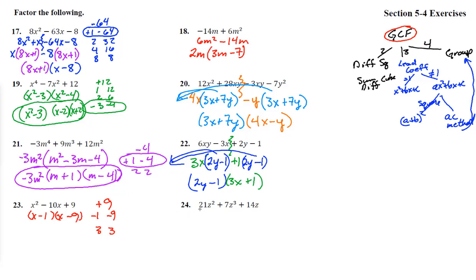Number 24. 21z squared plus 7z cubed plus 14z. Let's put this in descending order just so we can see it a little bit better. 7z cubed plus 21z squared plus 14z. Good. Looks like there is a common term. Looks like these are all multiples of 7: 7 times 1, 7 times 3, 7 times 2. So we can pull out a 7 and a z, and we're left with z squared plus 3z plus 2.